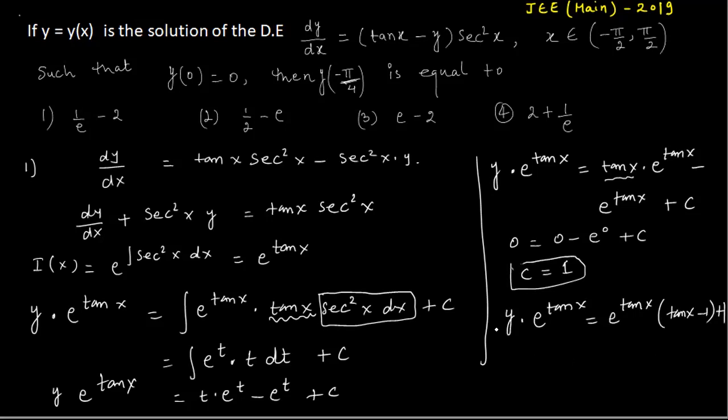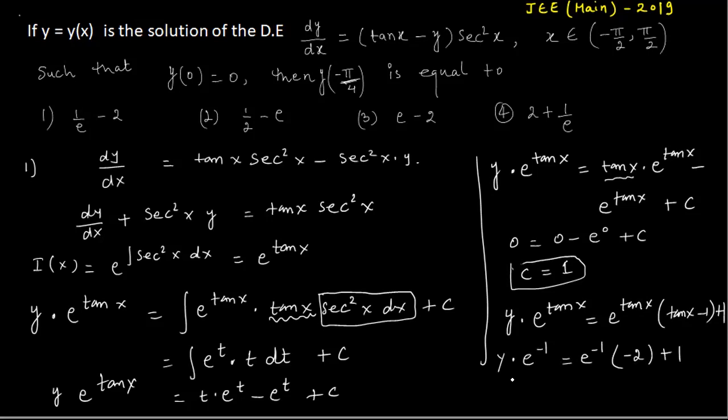Okay, now we have to find the value of y of minus pi by 4. So put x equals minus pi by 4. So we know tan of minus pi by 4 is minus 1. So it becomes e inverse. Here it becomes e inverse. Tan of minus pi by 4 is minus 1. So it becomes minus 2 plus 1.